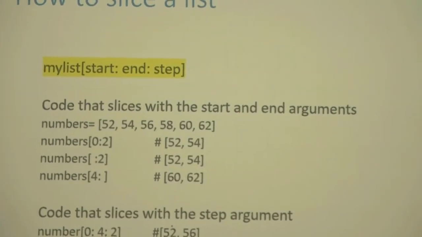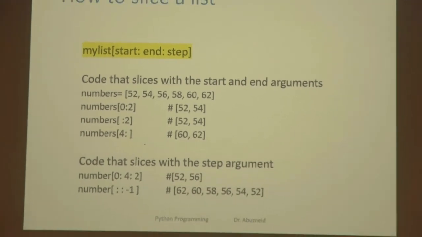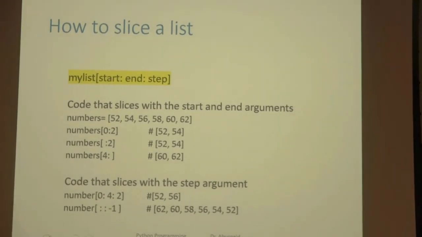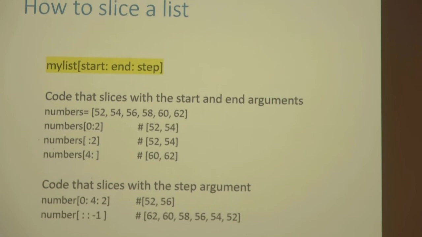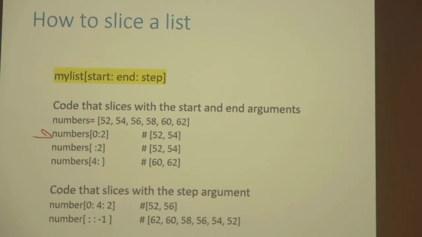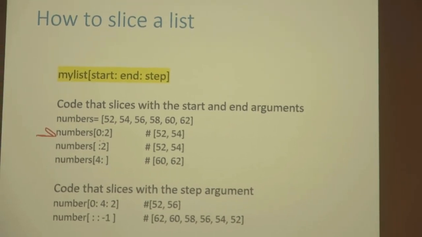Okay, how to slice a list? Very easy. So you have in here start, end, my list. Okay, so number 0 to 2. The index always starts with 0. And we don't go to the end, we go to the end minus 1. So in here, for example, in this one, it will print 0 and 1.